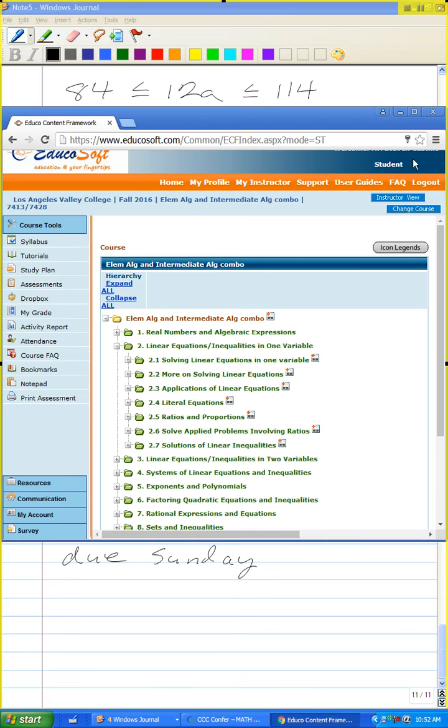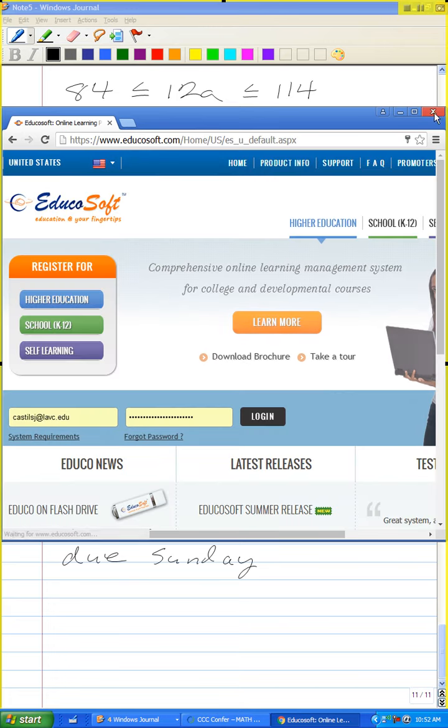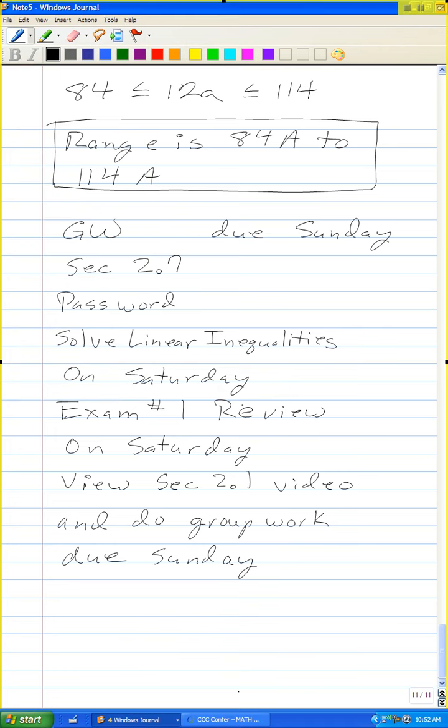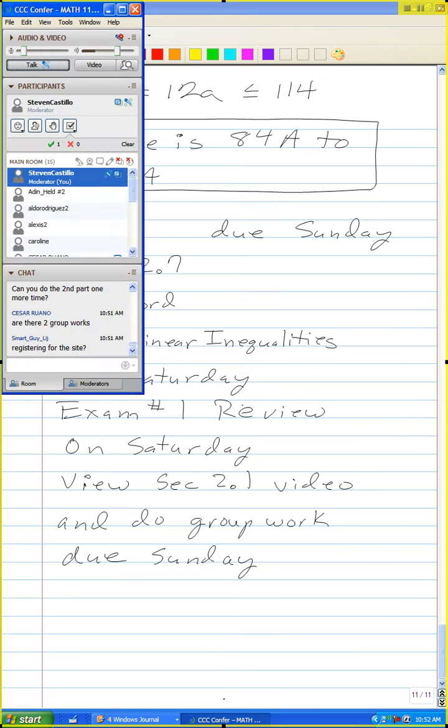Okay, so I guess that's it for today, and I guess I'll see you guys tomorrow. Okay, registering for the site. What? One second. Ah, so there'll be two group works. Yes, two group works. There will be two group works that you have to do by Sunday.